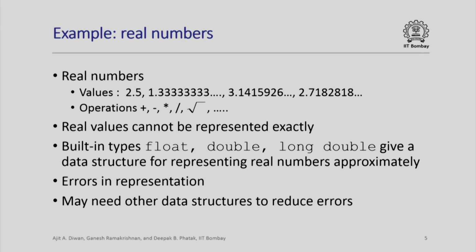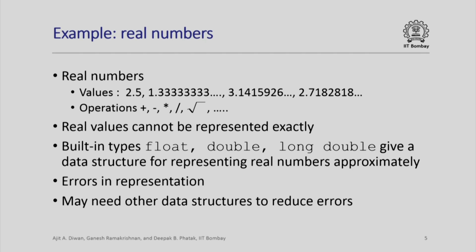So, if you look at another example, real numbers, the possible values of reals are all fractions and decimals like 2.5, 1.333. Pi is a real number whose value is 3.1415926, an infinite expansion. So, you cannot actually represent pi exactly inside the computer. Each real value has an infinite decimal expansion, and there is no way you can write down all those infinite digits exactly. So, real numbers in fact cannot be represented exactly inside the computer.